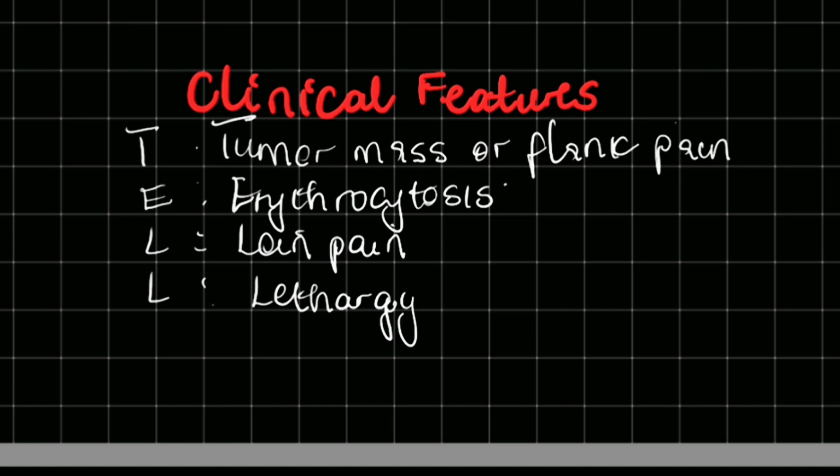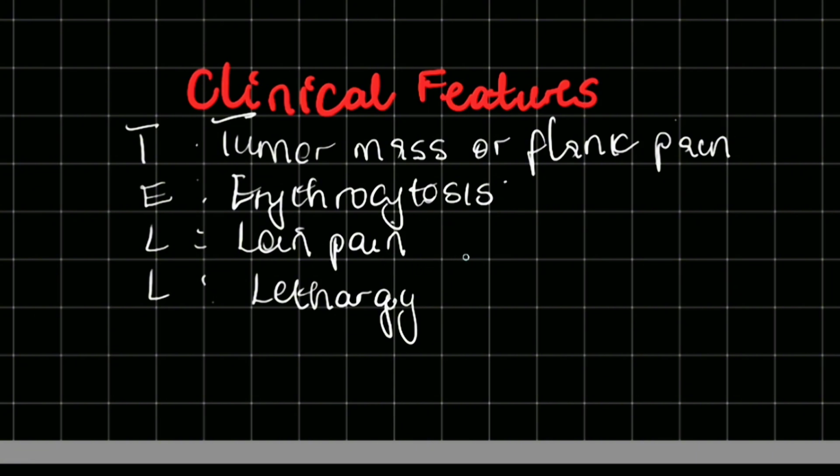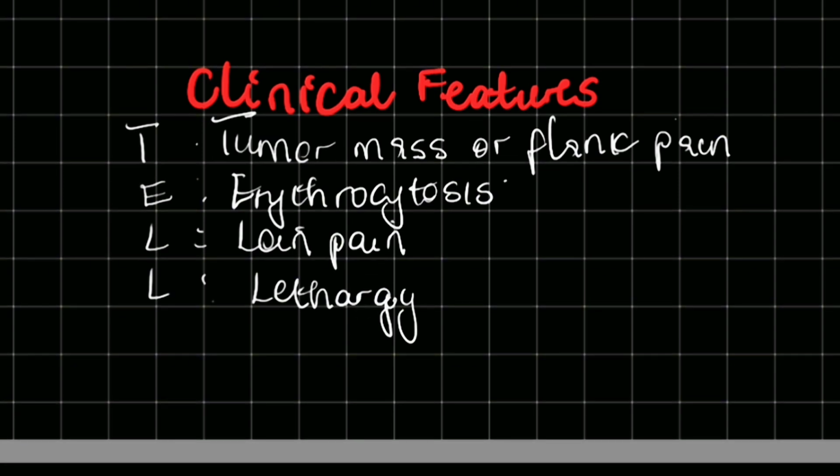We have E, which stands for erythrocytosis. Erythrocytosis is caused by paraneoplastic secretion of erythropoietin. We have L, which stands for loin pain. It is due to mass effect or hemorrhage or bleeding into internal organs or internal crevices. Some people might also mix it up with PID or something related. Then we have lethargy, which represents systemic symptoms. The patient might present with weight loss, fever, fatigue, etc.